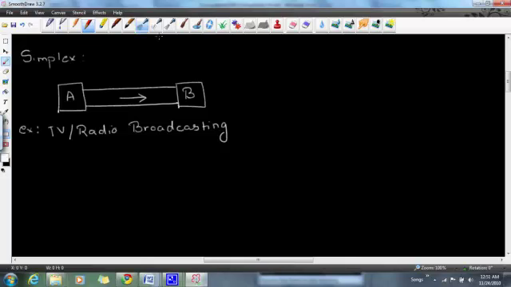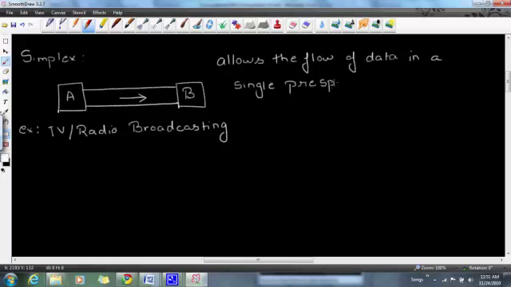So if we try to define it in a single line, simplex transmission mode allows the flow of data in a single pre-specified direction.